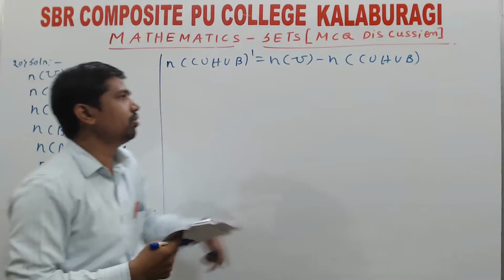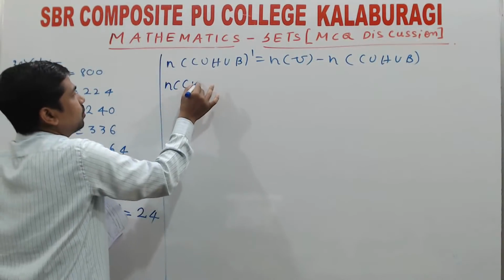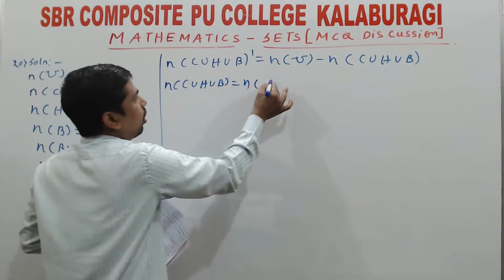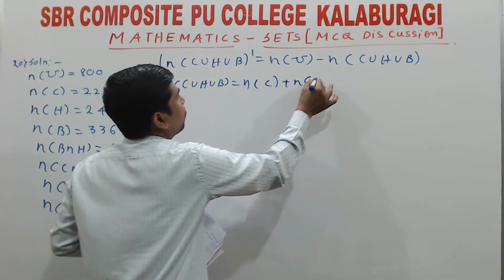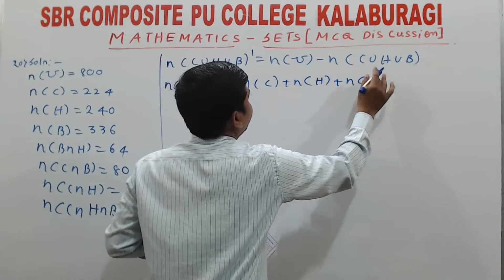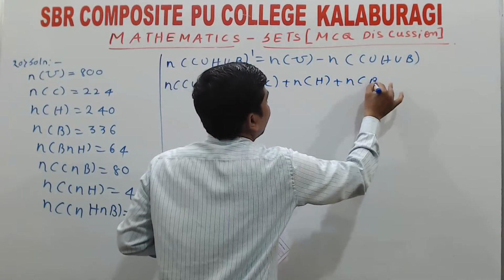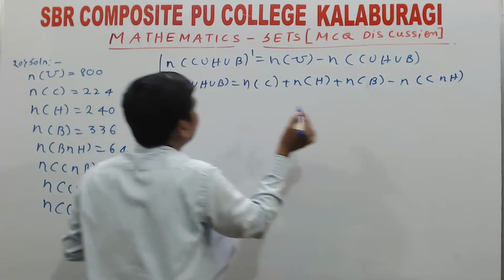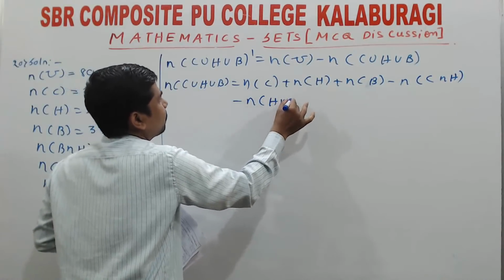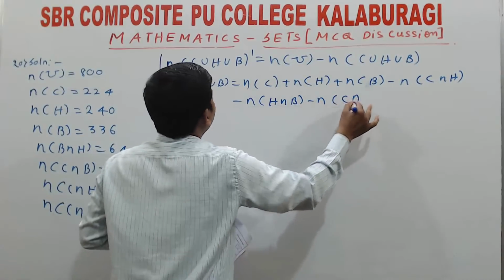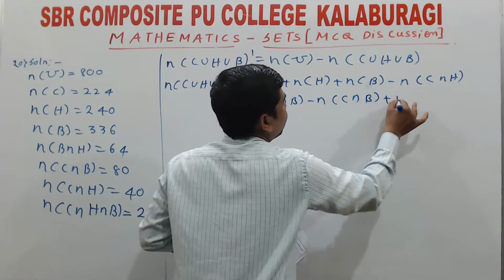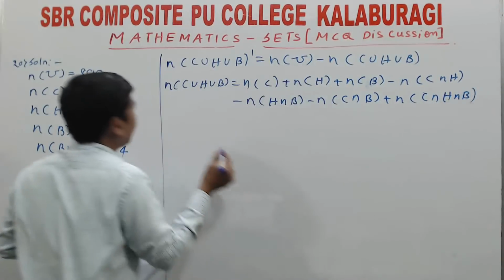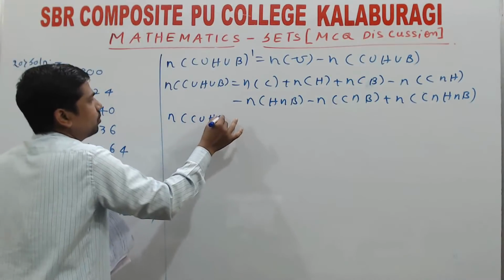Right, so this you have to find by using the formula. n of C union H union B is, as with A and B in the same formula, n of A plus n of B plus n of C minus n of C intersection H minus n of H intersection B minus n of C intersection B plus n of C intersection H intersection B. Right? So n of C union H union B.